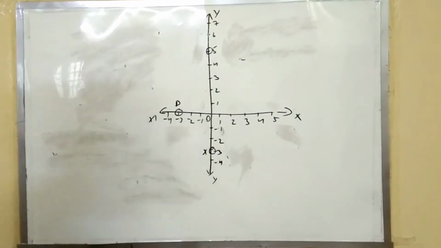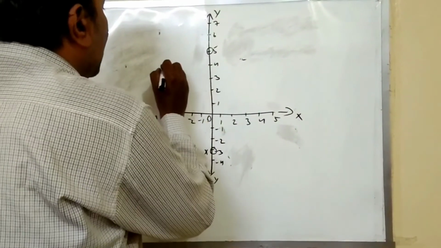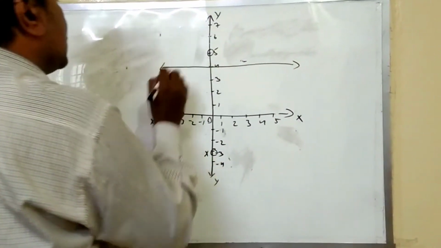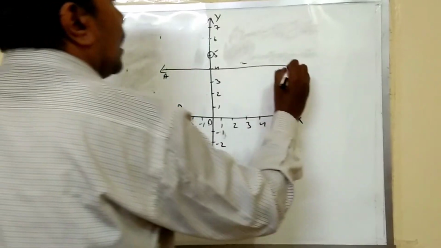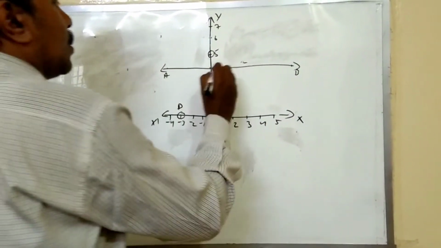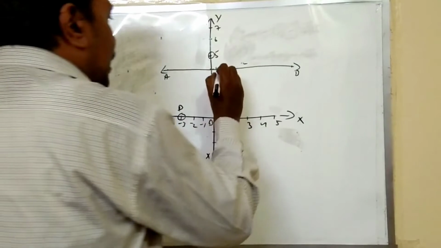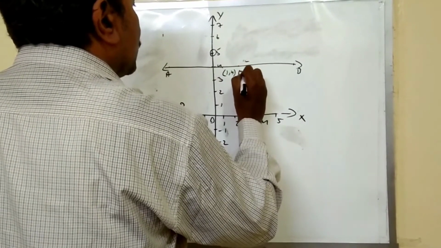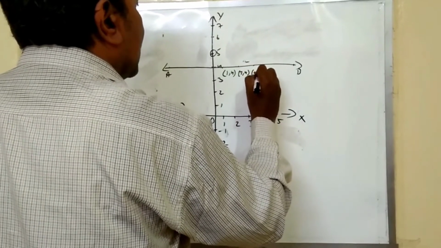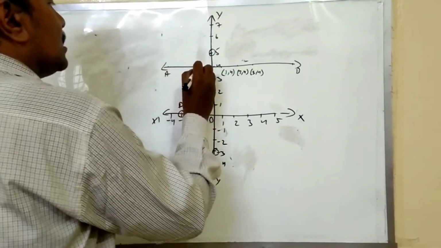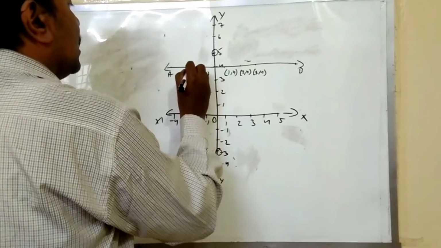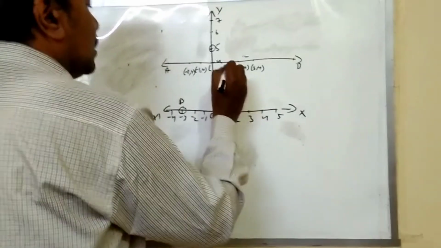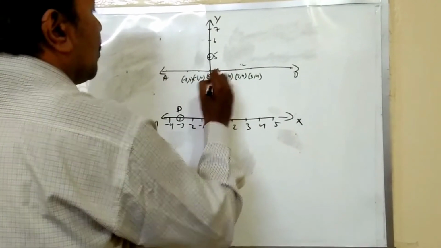Now the next point is about a line parallel to the x-axis. This is a line parallel to the x-axis. You take it as A and B. The coordinates of the points on it are (1, 4), (2, 4), (3, 4), and so on. This is (-1, 4), (-2, 4), and so on. And this is (4, 4). See, this is (0, 4), sorry, (0, 4).